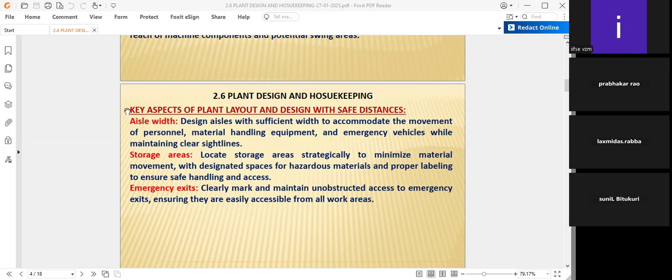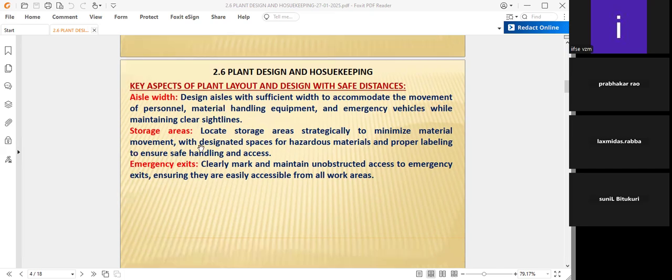You have to see the direction of the vehicle movement also. In that way, the road width, the corridor width, the walkway width, or the gangway width, we have to take all these things into consideration during the plant layout only. That all comes under housekeeping only. We save distances and all. The storage areas will also be taken up.